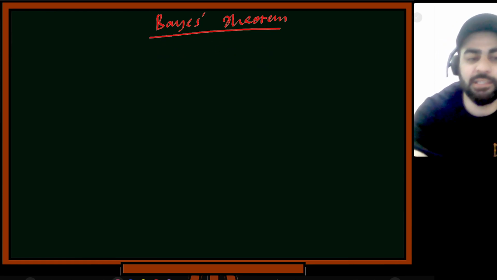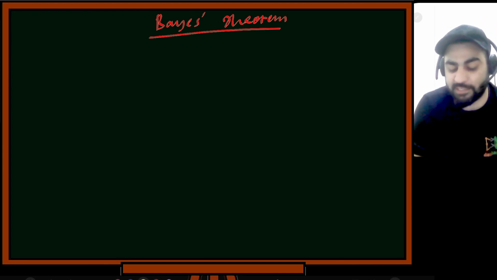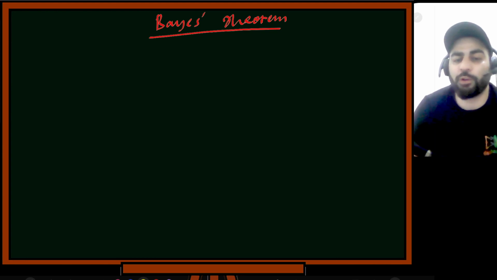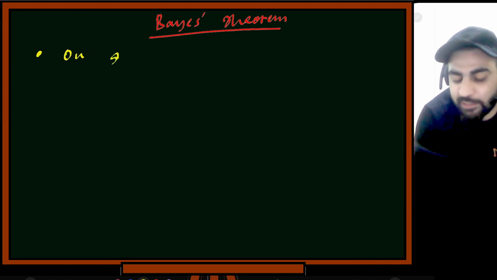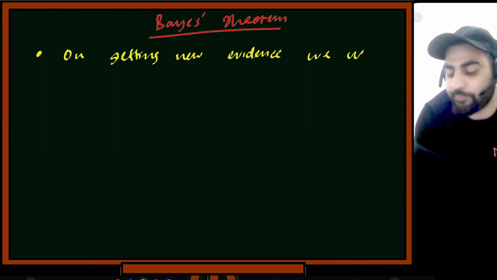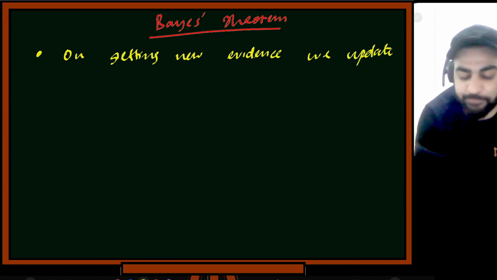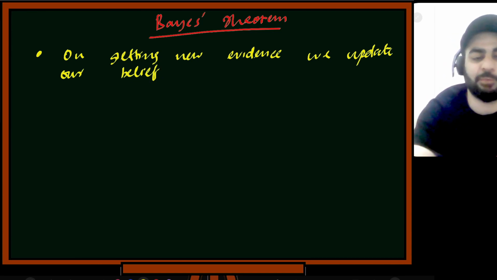Okay, now we'll go into the heart of Bayes theorem. So what is the single statement? I wrote that single statement even. What I said is, in Bayes theorem, on getting new evidence, we update our belief. This is the whole crux of Bayes theorem, if you ask me in English.